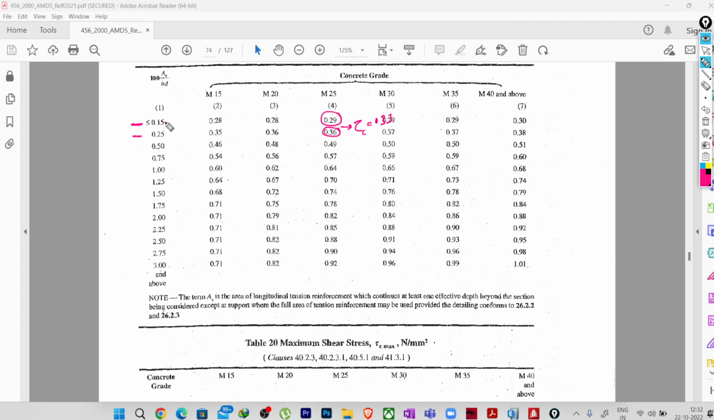For 0.15 it is 0.29. For 0.2 we do not know. For 0.25 it is this. So we need to find out this value. Linear interpolation you can do.